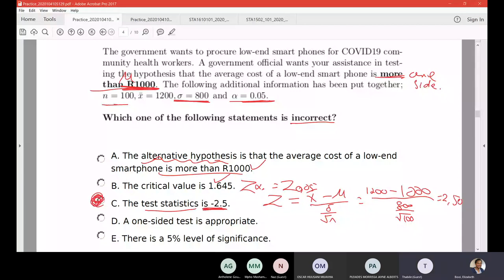Other than that, all these are what we just described. So can I recalculate the test? And we know that alpha, or level of significance, is 5%.